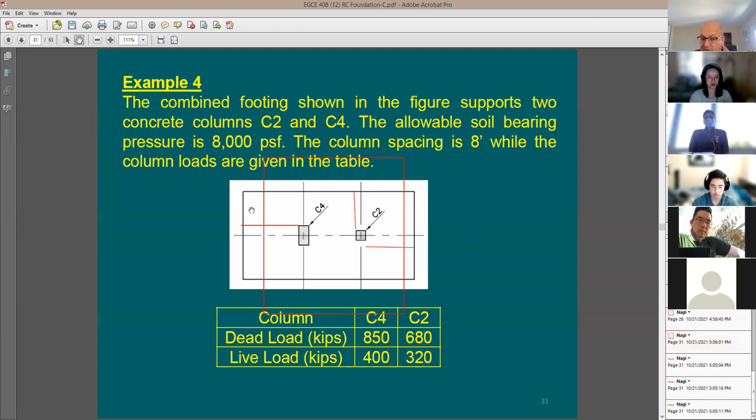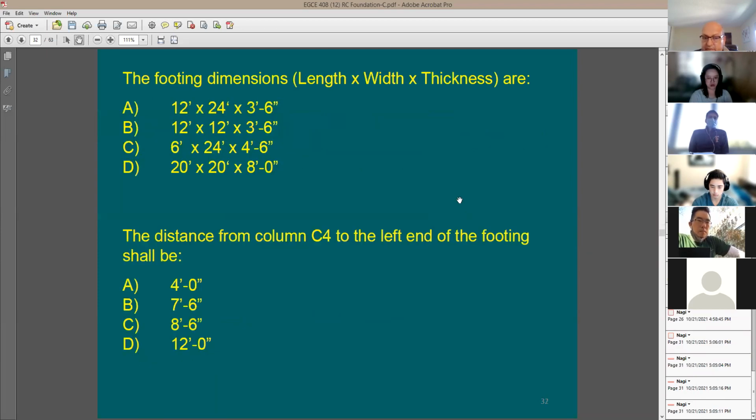I'd like the long direction to be in this direction here. Why? Because you have the column spacing, you take this cantilever, same as this cantilever, same as this cantilever. So most likely the length of the footing is going this way. So I guess 12 by 12 is not good. Maybe 12 by 24, maybe 6 by 24, but not this, not that, right?